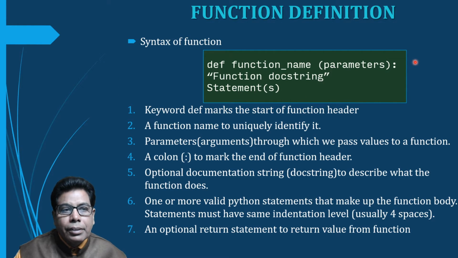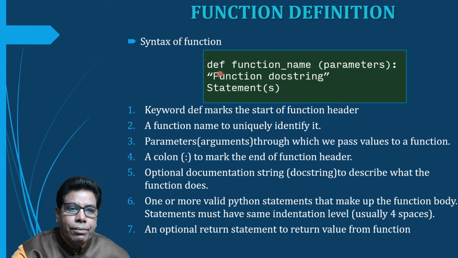Let us see the function definition. Here, this is the syntax for the function definition. So we have the def keyword, followed by the function name. This marks the start of the function header. Then we have the function name, which identifies the function. Then in the parentheses we have the parameters to be passed to the function. These are nothing but the arguments which we pass to the function. And then we have a colon, to mark the end of the function header.